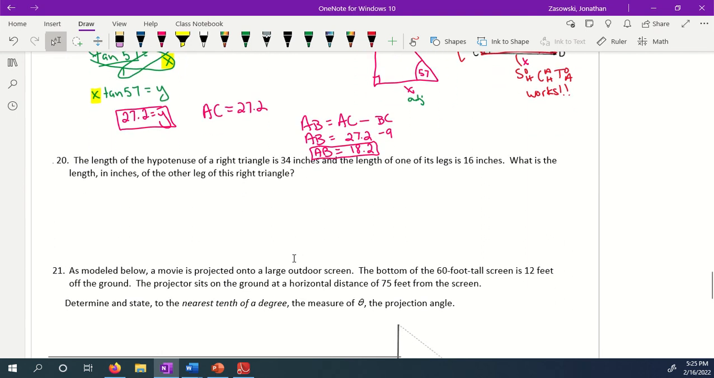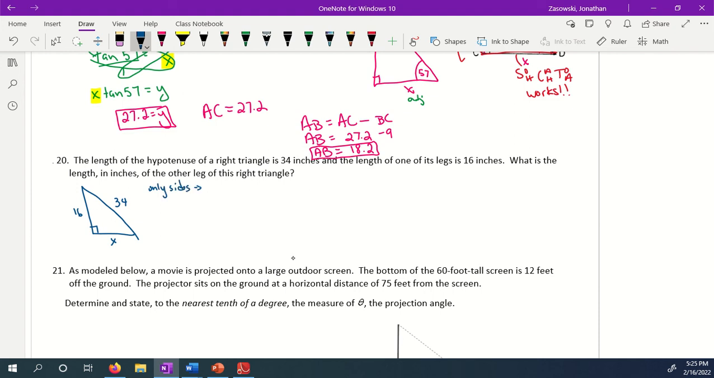All right. Length of the hypotenuse of a right triangle is 34. One of its legs is 16. What is the length of the other one in inches? So once again, draw a right triangle for yourself. The hypotenuse is 34. One of its legs is 16. It doesn't matter what the other one is. We're going to label the third leg as x. This, once again, is only about sides here.